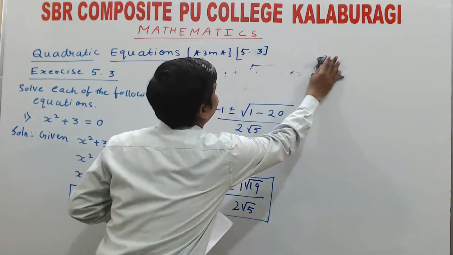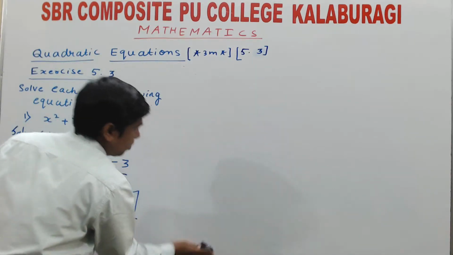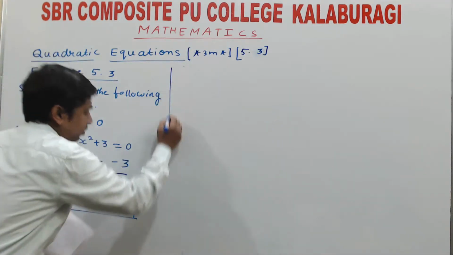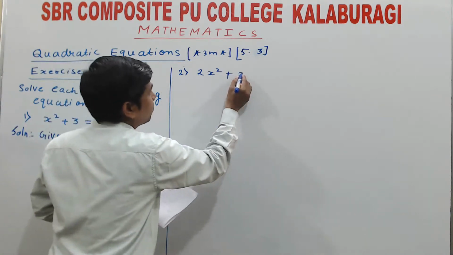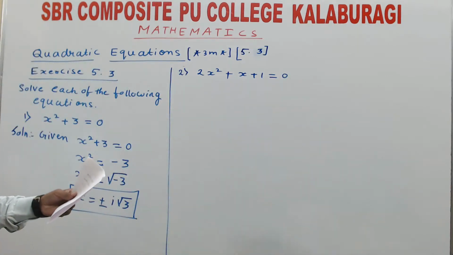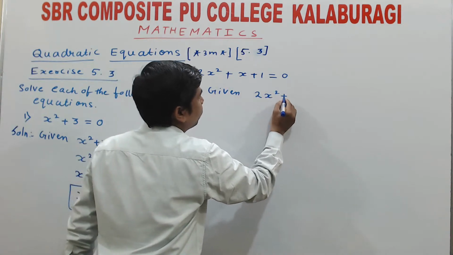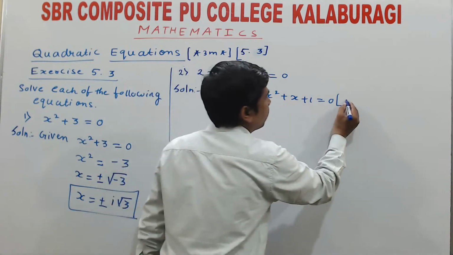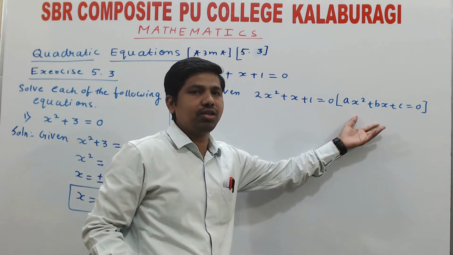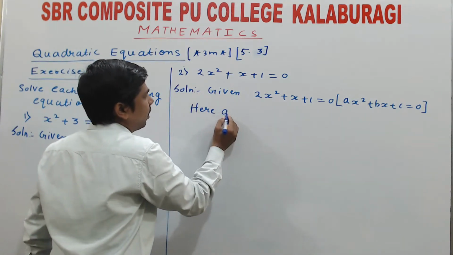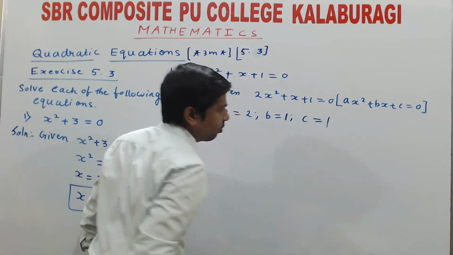Next, second example. Second one, 2x square plus x plus 1 equal to 0. So let us take first the given. The given quadratic equation is 2x square plus x plus 1 equals 0, which is in the form of ax square plus bx plus c equal to 0. Comparing the given equation and the equation ax square plus bx plus c equal to 0, here a is equal to 2, b is the coefficient of x. What is the coefficient of x here? Nothing is written, so it is 1. b is equal to 1, c also equal to 1.